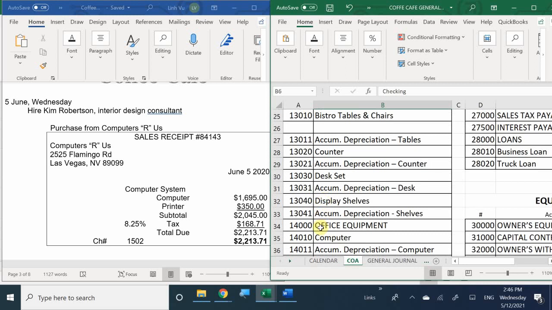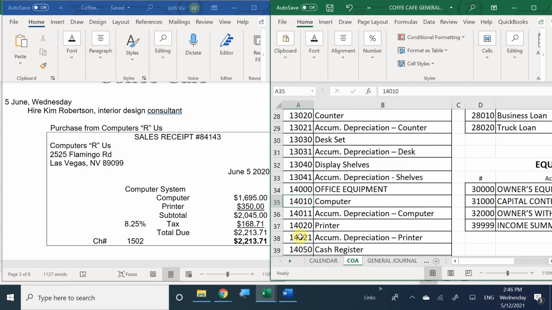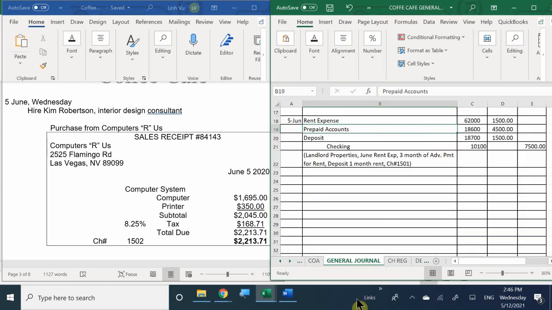Okay, so do we have a computer? 1410. Yes, right here. I have a computer. What else do we have? Printer. Yep, here we have the printer. Here we have the computer. And last but not least, we wrote a check. So therefore, what's our credit account? Checking, right? We wrote a check. So therefore, money's being taken out. So our credit account is going to be our checking account.